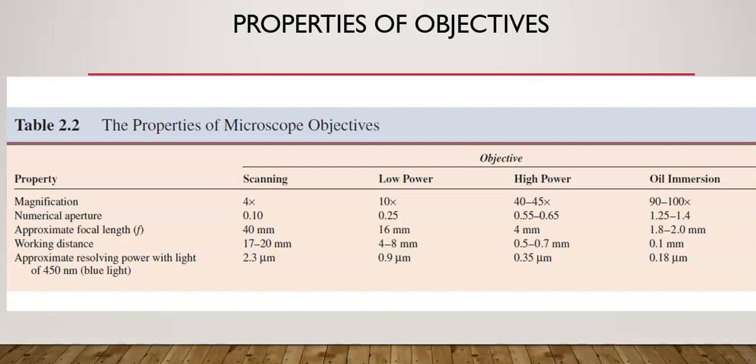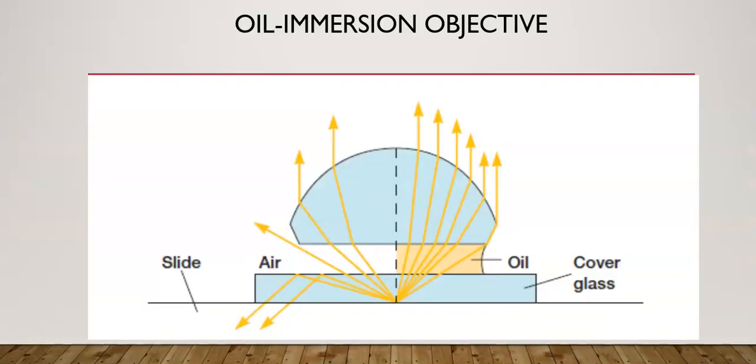The working distance, we shall be discussing more of this in the coming part of this video. It is 17 to 20 millimeter for scanning, 4 to 8 millimeter for low power, 0.5 to 0.7 millimeter for high power, and 0.1 millimeter for oil immersion. And the next part is the approximate resolving power if you're using blue light. You can see for scanning 2.3 micrometer, 0.9 micrometer for low power, 0.35 for high power, and 0.18 for the oil immersion.